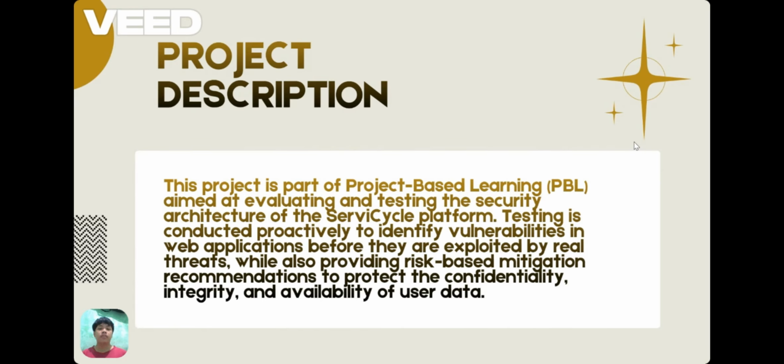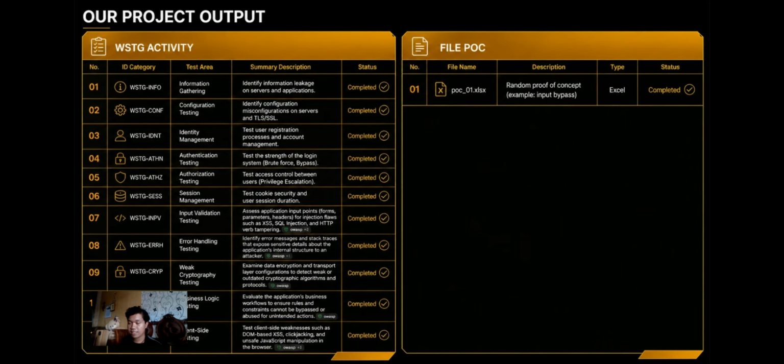And the last one is the second methodology, which is WSTG. In WSTG, we're including 11 activities, which are information gathering, configuration, identity management, authorization, authentication, session management, input validation, error handling testing, cryptographic testing, business logic testing, client-side testing, and we have the final POC, which is the proof of concept itself. So that's all for today.